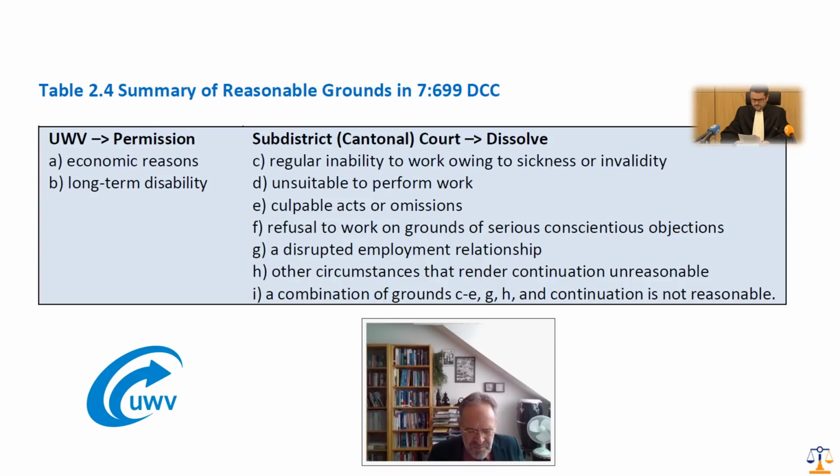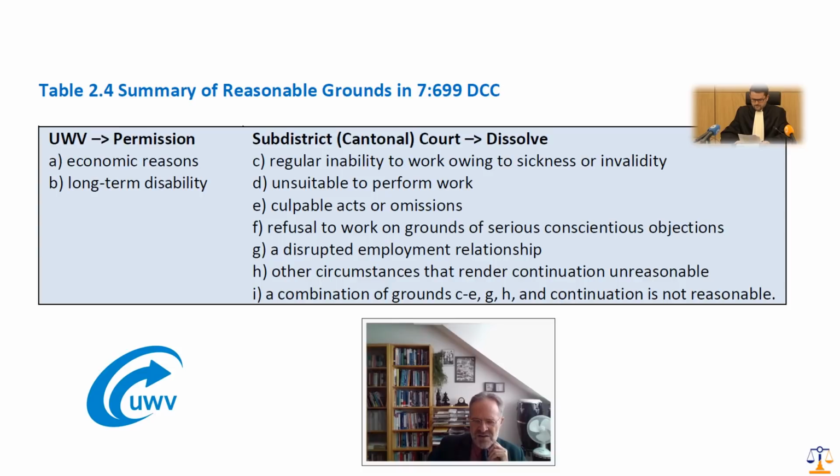A bit more about what we specifically said. We talked about the UWV, the Employee Insurance Institute. That can give permission to terminate by notification only if there are economic reasons or if somebody was ill for over 2 years. The court can dissolve, and there are a number of opportunities.